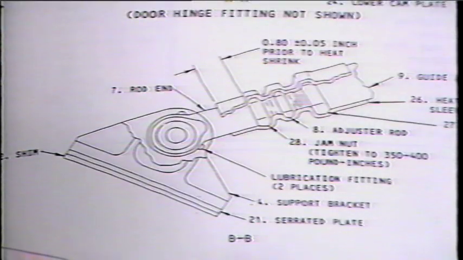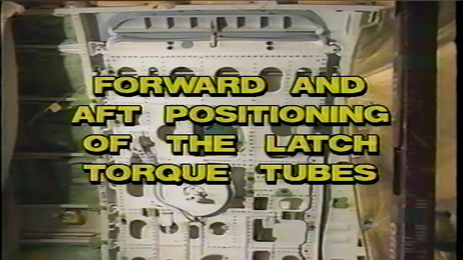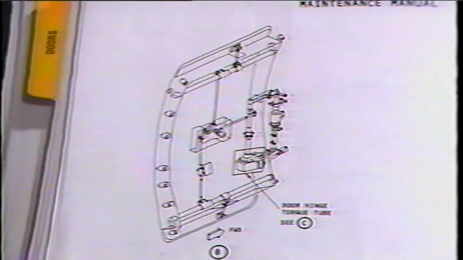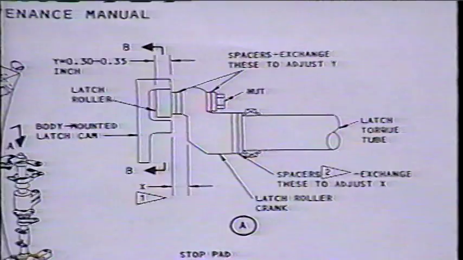Check again to be sure that the bolt can be moved, then tighten the jam nuts. The next adjustment is the door latch rollers. This controls the forward and aft position of the latch torque tubes. The objective is to obtain the proper latch roller engagement into the body-mounted latch cam at all 4 of the latch rollers. 2 dimensions are measured at each latch roller and body-mounted cam. The dimensions are called out as X and Y.